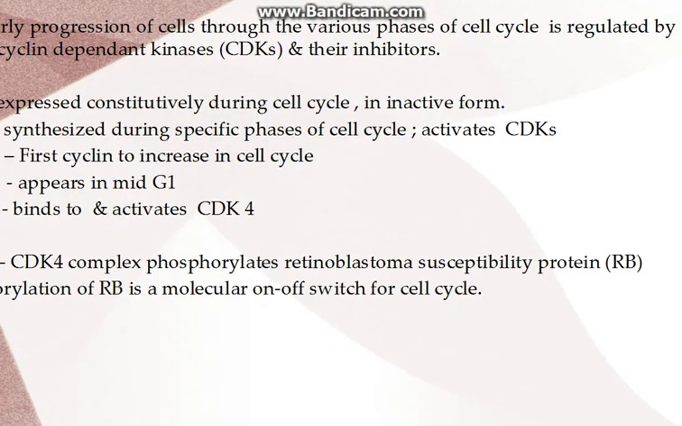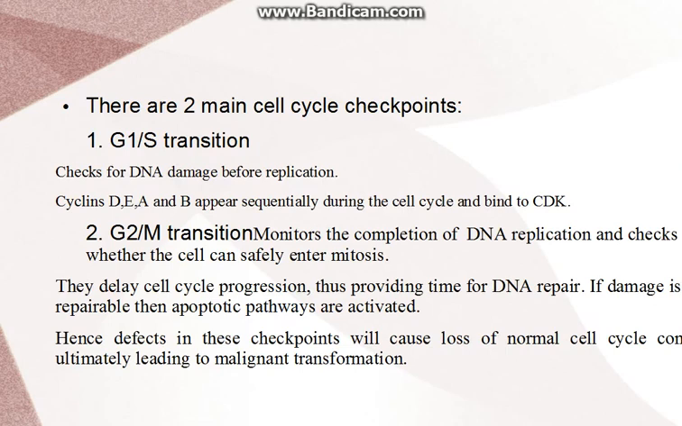Okay, now let's discuss the checkpoints. There is the G1 to S transition. It checks for DNA damage before the replication, and in this various cyclins appear and they play a role. Okay, let's stay till that.